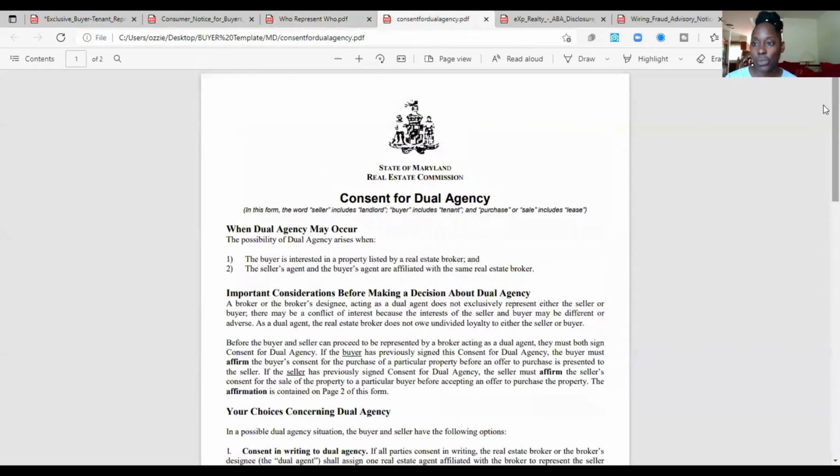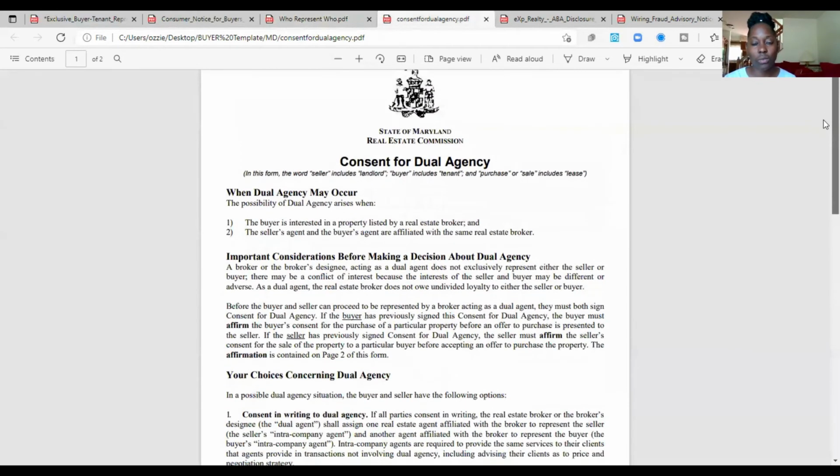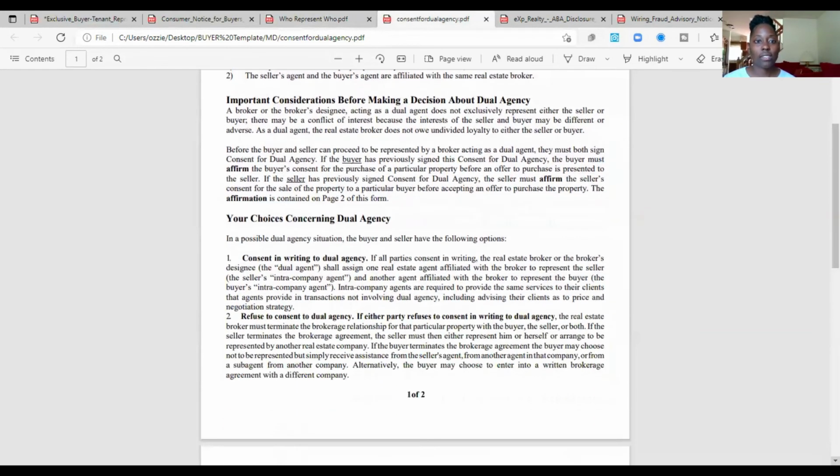The next one gets into consent of dual agency, which I just discussed in the buyer agency agreement, which I have checked and highlighted and will have attached to that, so you can have an understanding of consent to dual agency. And then we get into what may occur under this, the important consideration before making a decision about dual agency. This paragraph is here as well. Your choices concerning dual agency, and we can discuss that one-on-one when we're in our meeting together.